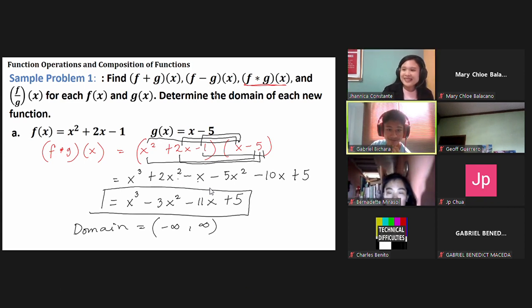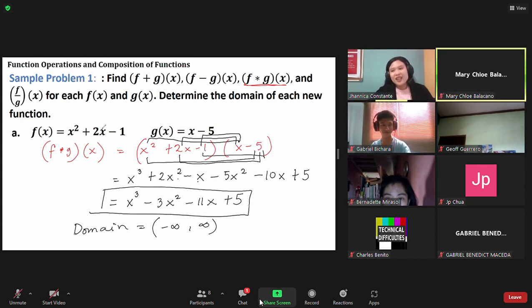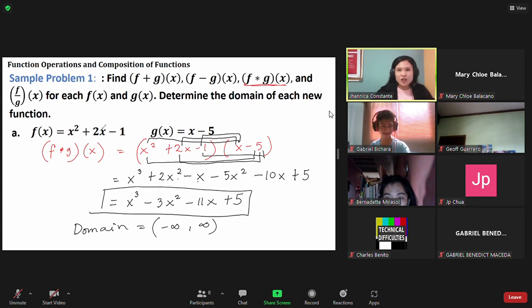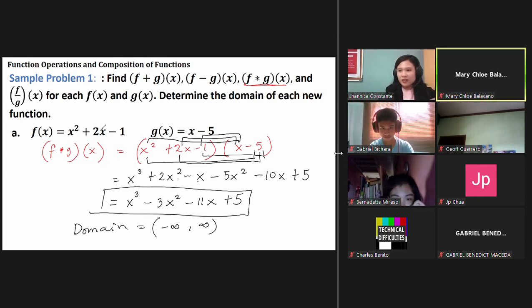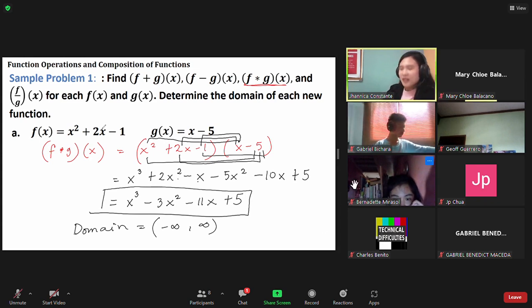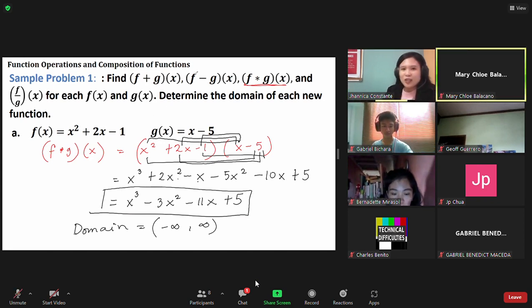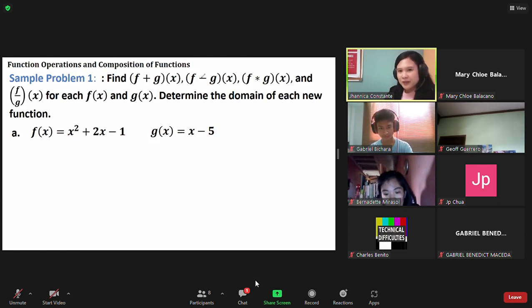Okay. So let's proceed with the last one. Yes, all real numbers when it comes to addition, subtraction, and multiplication. Only the division part will change, because we're going to base it on the denominator of the function. Yes, negative infinity to positive infinity. So let's proceed with the last operation to determine the domain of the function.